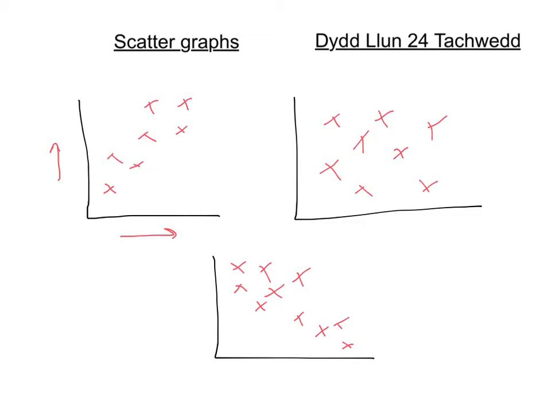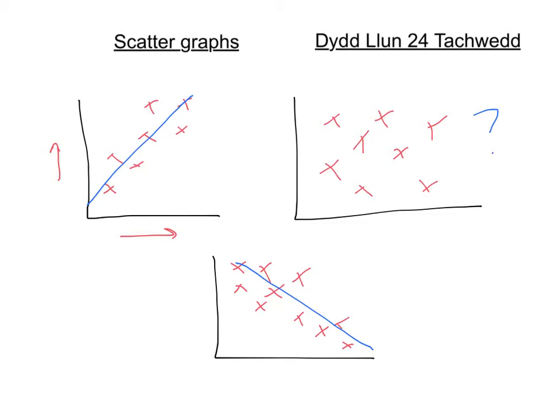So there's kind of a pattern on the first one. It's sort of going up, and I've got absolutely no pattern there. And then the third one here, it's kind of a pattern going down. So that's what a scatter graph is. So let's think, what could it mean? What could they be about?